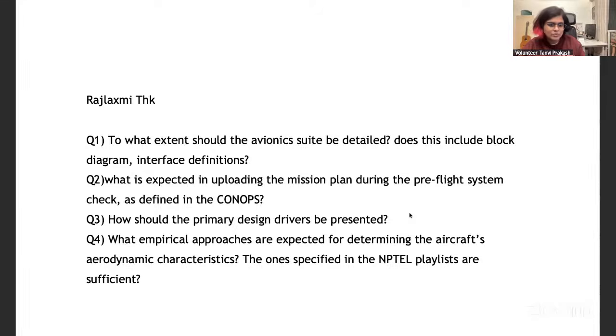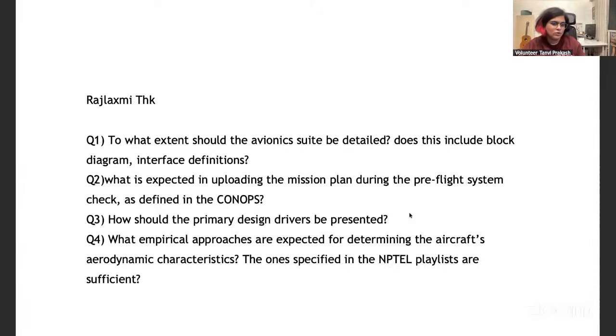The fourth question is, what empirical approaches are expected for determining the aircraft's aerodynamic characteristics? The ones specified in the NPTEL playlist are sufficient. The answer is yes, this is sufficient. If you have something else from some other sources also, that is also most welcome. If you have some results from simulations like XFLR5, those are also encouraged.